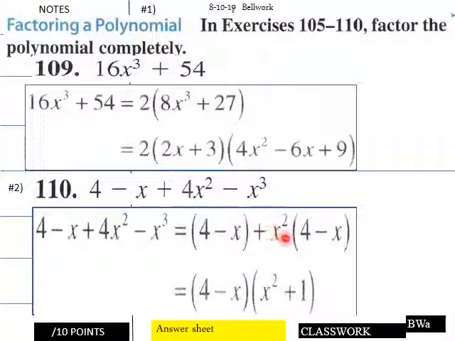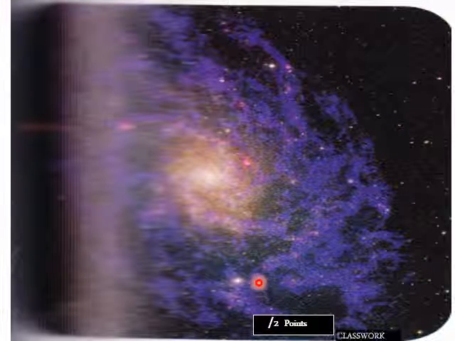We're going to factor out a 4 minus x out of this, 4 minus x plus, and then x squared factored out of 4x squared minus x cubed would be 4 minus x. So we have two 4 minus x's here. And then we can just factor again: 4 minus x times x squared plus 1. On into our lesson today.